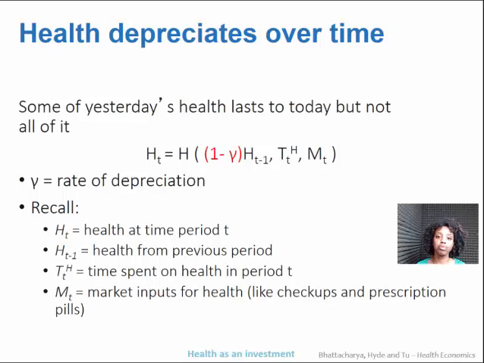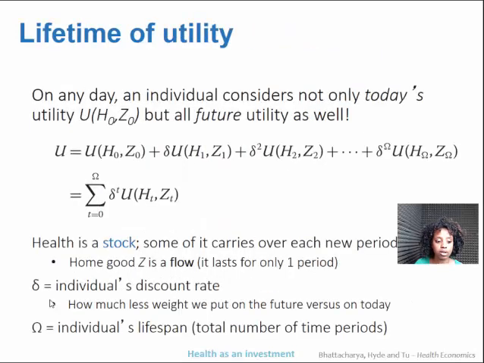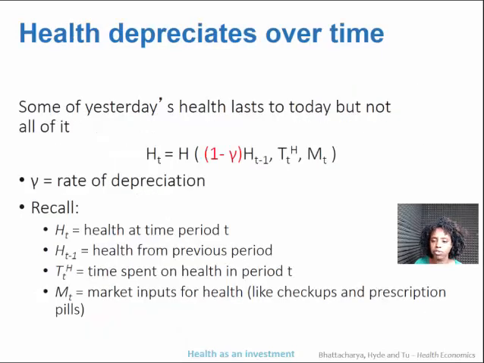So health depreciates over time. It's responsive to our investments, but also across the life course, it has this property where your health is depreciating as you age. Some of yesterday's health lasts to today, but not all of it. So here, gamma represents the rate of depreciation of health. Delta was the discount rate for the future utility periods. Gamma is the rate of depreciation of health. Anyway, the point is that there is a rate at which your health depreciates over time.